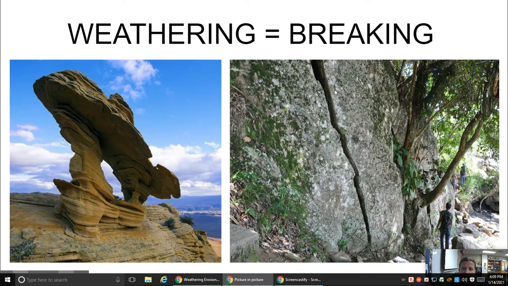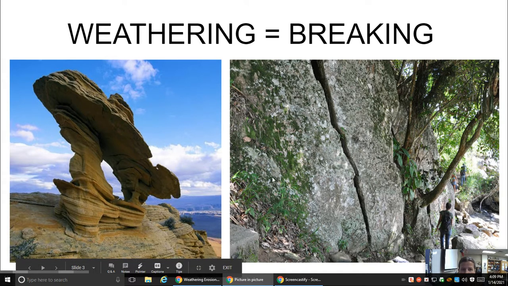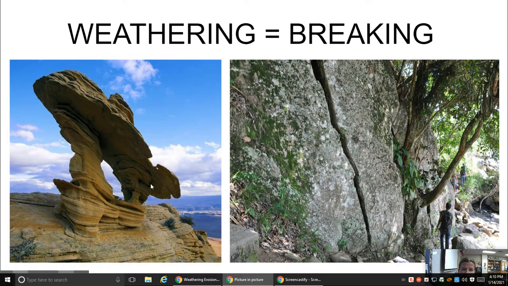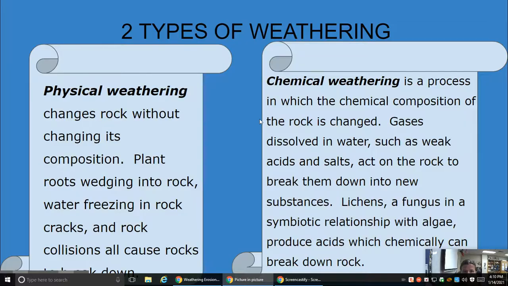So weathering, thinking of the breaking of rock. Plants can break the rock, humans can break the rock, ice, rain, snow can weather down and break rock. There's two types of weathering. Physical weathering changes rock without changing its composition.